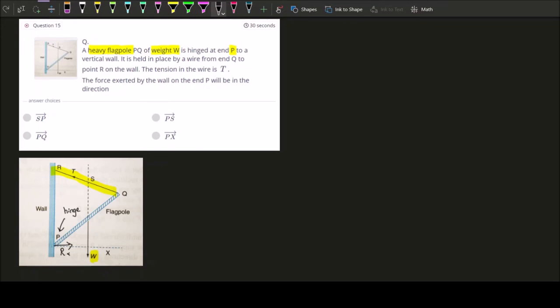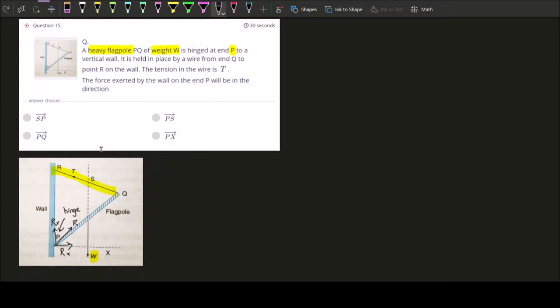At the same time, you know that because of this hinge, this flagpole here doesn't slide down. It should slide down if there's no hinge at point P. So to prevent something from sliding down, you have to push upwards. So your Ry will be in this direction. So if you combine them back together, then the R should be in around this direction.